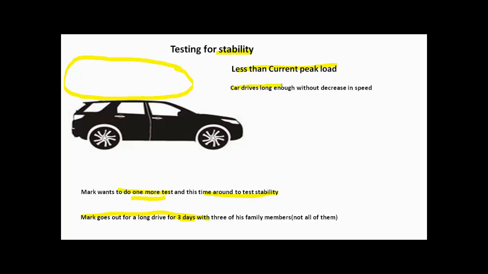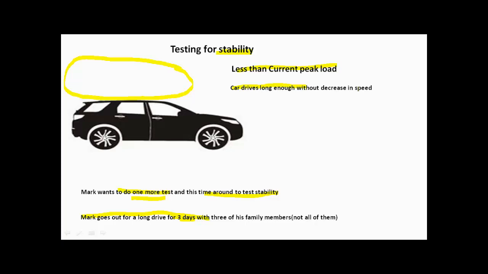He wants to drive long enough, without a decrease in the speed. So he wants to drive for 3 days and make sure that there is no decrease in the speeds. That is what he's checking for. Why would there be a decrease in the speed?